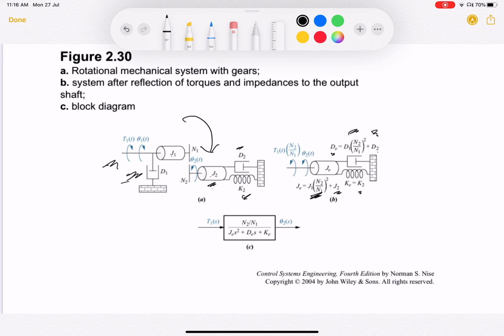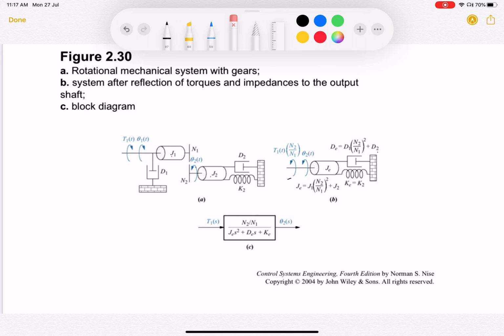And what happens to T1(t)? T1(t) gets multiplied by N2 by N1. So it's T1(t) into N2 by N1. And this is theta 2(t). Theta 2(t) is the displacement. So you can write down the equivalent rotational mechanical system by removing the gears. And once you have something like this, you can easily write down the equations and find out the transfer function, whichever transfer function you want to find out. I hope it is clear.